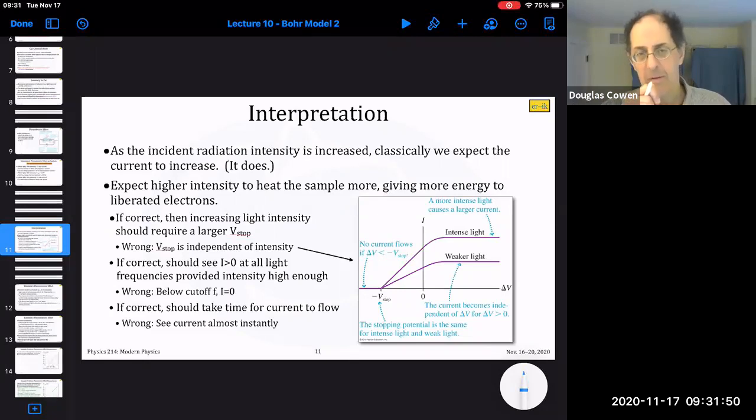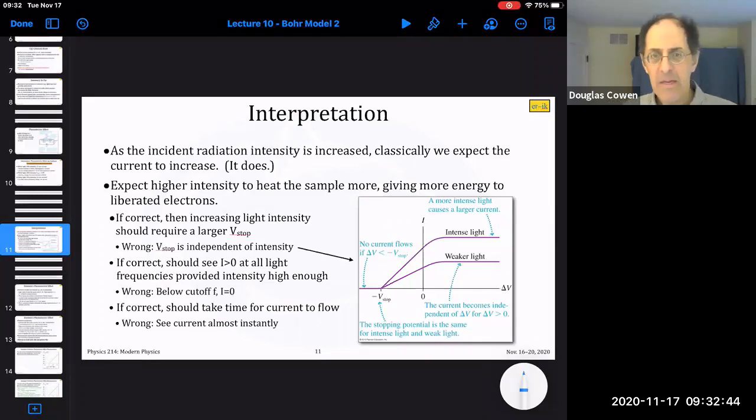So if that were correct, that means that increasing the light intensity should require a larger stopping potential. And let me define what the stopping potential is. It's simply the value that you set the potential difference to such that none of the electrons make it to the other side. So that's the stopping potential. And you would expect that if you could turn up the intensity and cause more heat to be added to the cathode and therefore more energy be added to the electrons that come out, you would expect the stopping potential to depend on the light intensity. The higher the intensity, the more energetic, and the higher the stopping potential you would need. But instead, what was found was that the stopping potential did not depend on intensity. It only depended on the wavelength of the light.